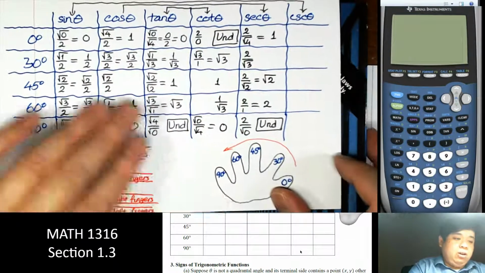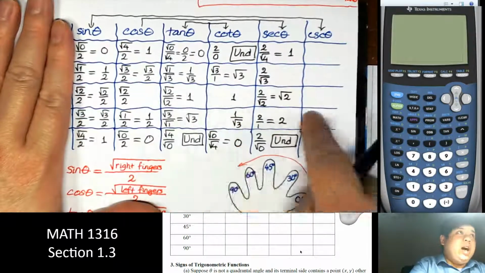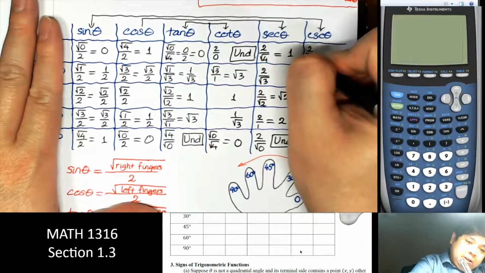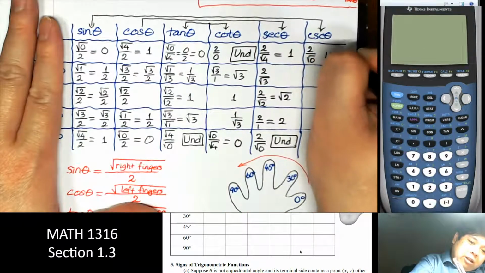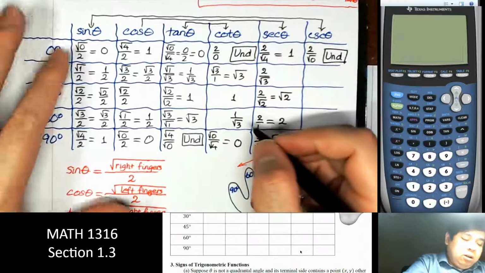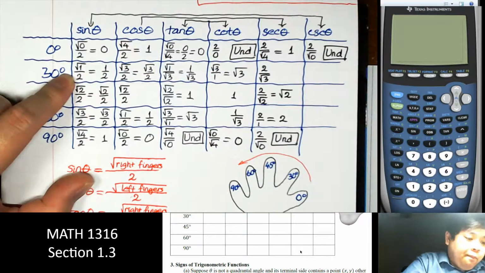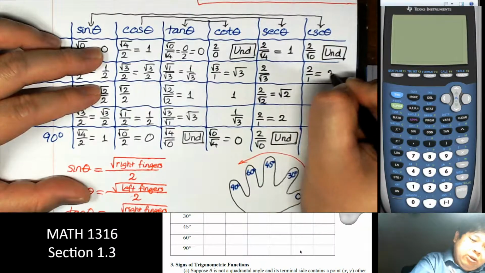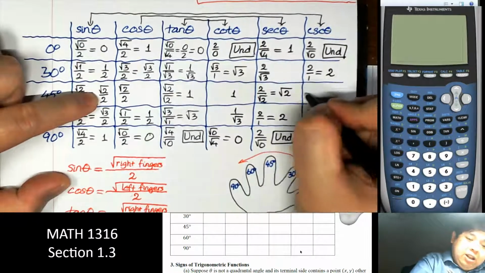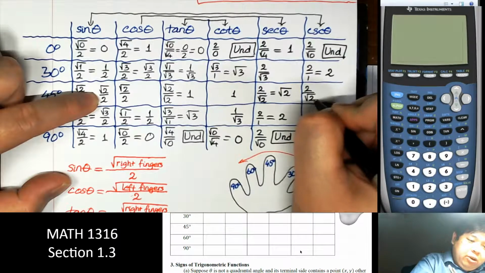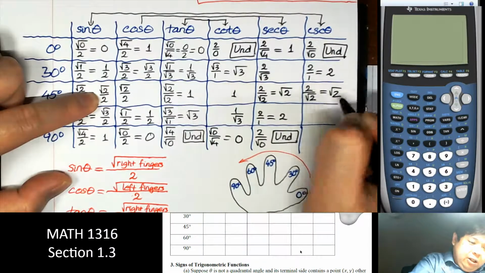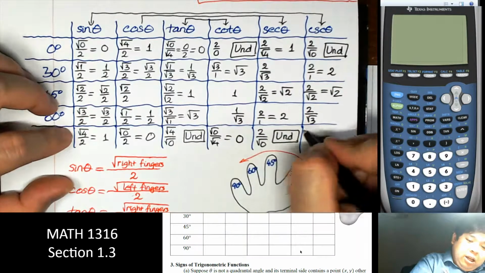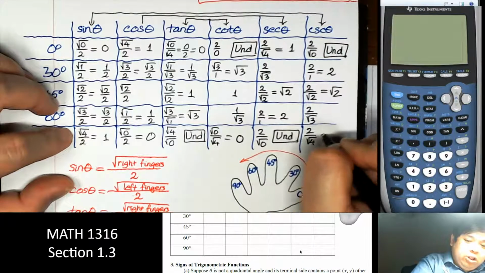Right. And finally, the sine and the cosecant are reciprocal, so I'm going to flip all of this. That is undefined. 1 half, flip it, 2 over 1, which is 2. Flip that, 2 over square root of 2, and 2 over square root of 3, and 2 over square root of 4, which is 1.